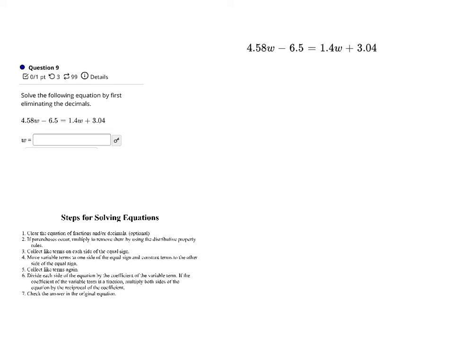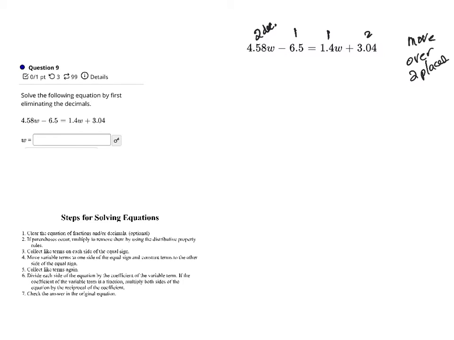So I look right here at this 4.58. That 58, that's 2 decimal places. Right here, 6.5, the 0.5, that's 1 place. This 1.4, that's 1 place. And this 3.04, that's 2 places. So I need to move over 2 places. Because if I only move it over 1 place, it won't get rid of the decimals in that 3.04 or the 4.58. It would just make it 45.8 and 30.4. So we need to move over 2 places.